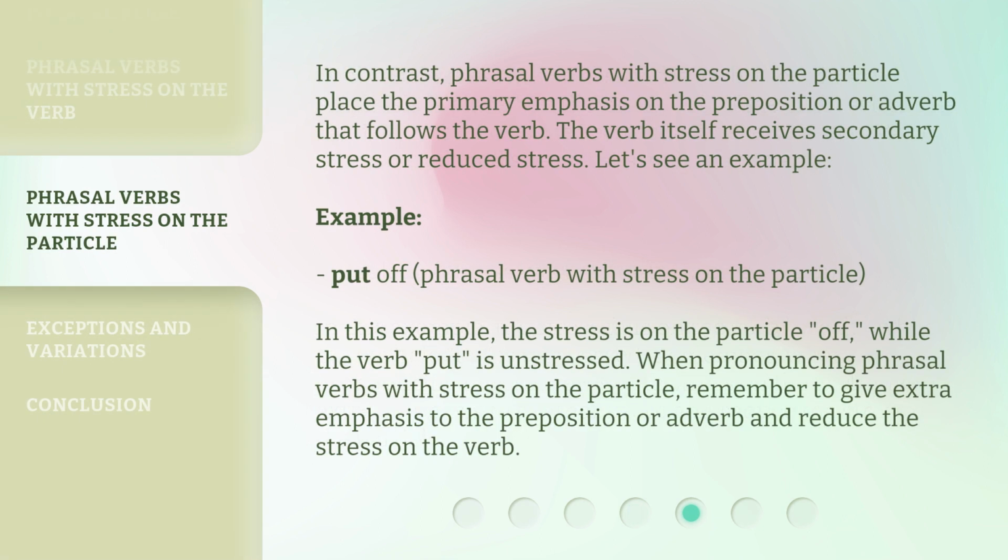In contrast, phrasal verbs with stress on the particle place the primary emphasis on the preposition or adverb that follows the verb. The verb itself receives secondary stress or reduced stress. Let's see an example. Example: put off, phrasal verb with stress on the particle. In this example, the stress is on the particle, off, while the verb, put, is unstressed. When pronouncing phrasal verbs with stress on the particle, remember to give extra emphasis to the preposition or adverb and reduce the stress on the verb.